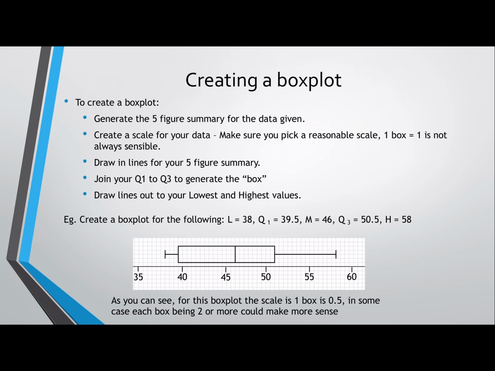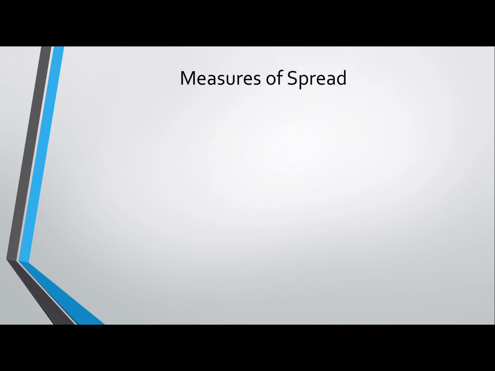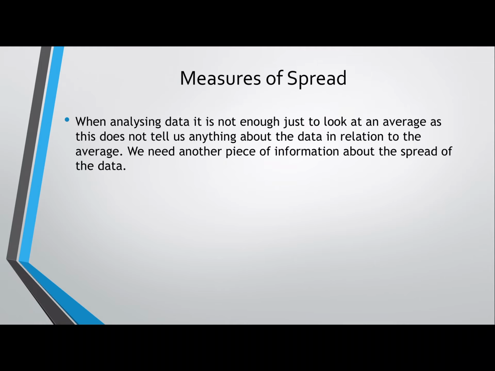Right, so creating box plots, that's that one. Measures of spread is the next thing we need to talk about. When we're talking about averages, averages aren't normally enough information. It's not enough just to look at our average, as it doesn't tell us everything about the data in relation to that average. So we need another piece of information, and that is the spread of the data.